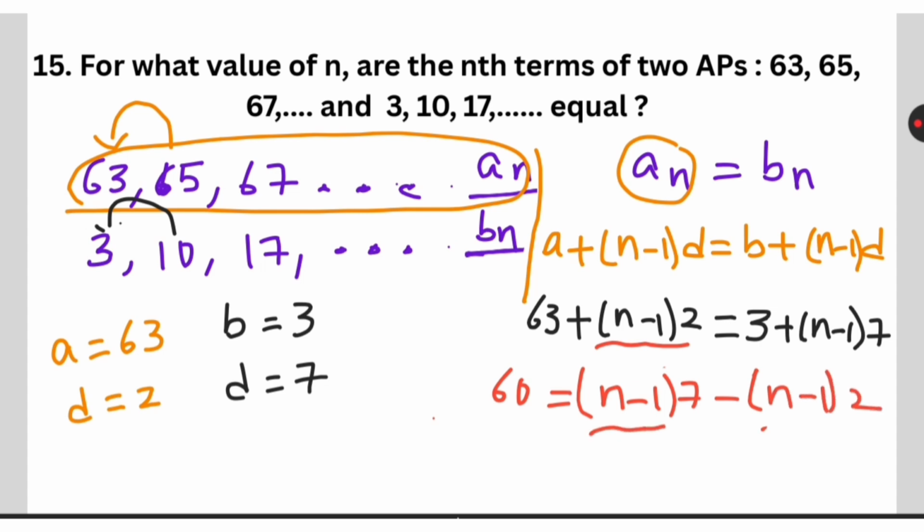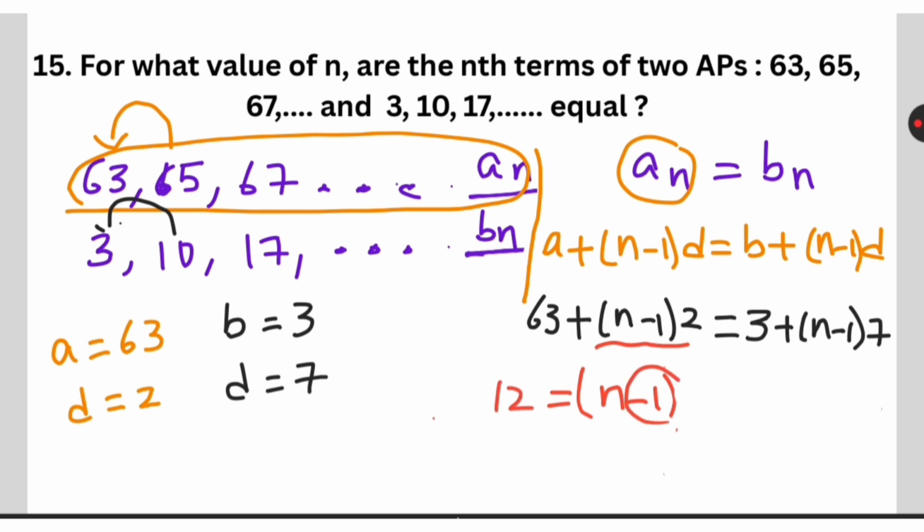Here n minus 1 and here n minus 1 common. If we take n minus 1 as common, so we left only 7 minus 2, which is 5. Now both sides divide by 5. This 5 and 5 gets cancelled. So here 5 times 12 is 60. So here we have 12.